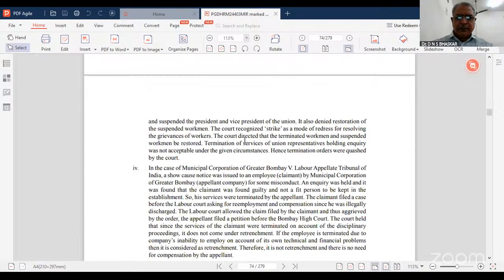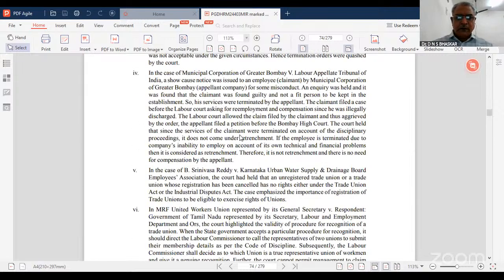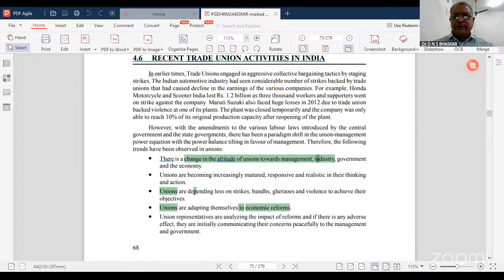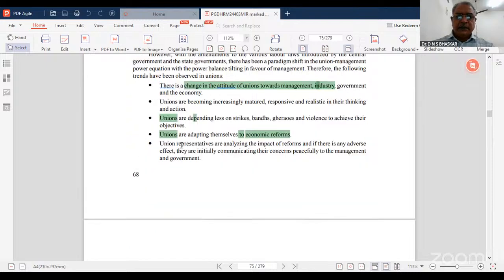So, what are the recent trade union activities in India is another important one. Explain the recent trade union activities in India. There is a change in the attitude of unions towards management, industry, government, and the economy. In earlier days, trade unions were viewed as labor unions that always supported the labor point of view and did not come from the management attitude. But this ideology has drastically changed, and labor unions are also given important weightage in the decision-making process through workers' participation in management. Unions are becoming increasingly mature, responsive and realistic in their thinking.